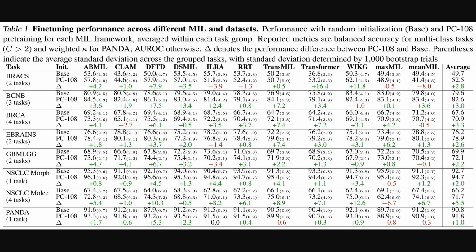Okay, so that heat map gave us the big picture, and this table really lets us dig into the specific numbers. Down the left side, you see various medical imaging datasets, like BRACS for breast cancer, and across the top are those different multiple instance learning models. For each combination, the table shows two scores. The base score is the model's performance when trained from scratch. The PC108 score is after pre-training. The most telling number is the change, which is shown in green for an improvement. And as you can see, it's almost all green. Confirming pre-training really boosts performance across most models and tasks.